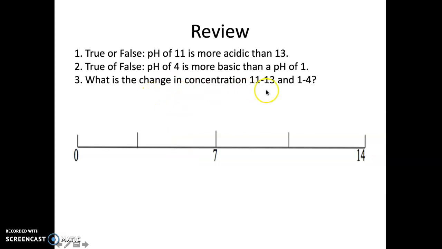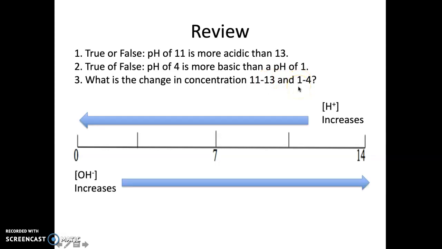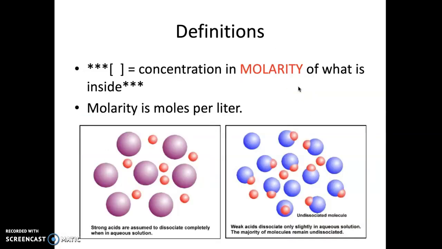What's the change in concentration from 11 to 13 and 1 to 4? Remember, every change in one number is 10. So 11 to 13 would be 10 times 10. It's 100. And 1 to 4 would be a change of three numbers, so 10 times 10 times 10, which would be 1,000 based off of this. So that's a review. Now here's your new stuff.